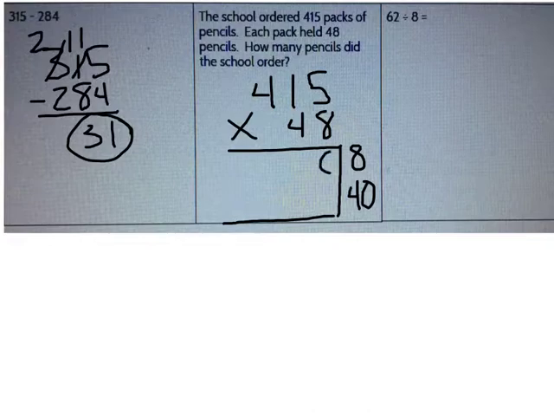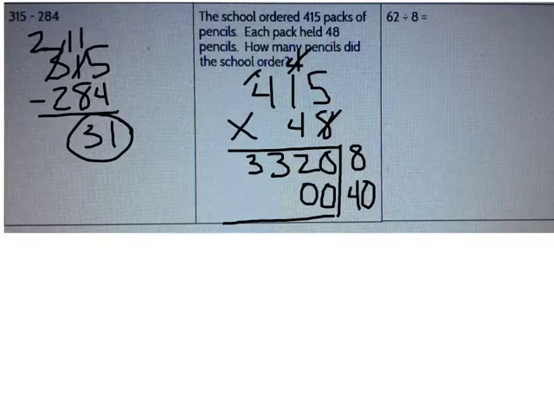8 times 5 is 40. 8 times 1 is 8 plus 4 is 12. 8 times 4 is 32 plus 1 is 33. I'm finished with my 8. I can cross out the numbers I carried and the 8. I'm going to drop a 0 because 4 is in the tens place. 4 times 5 is 20. 4 times 1 is 4, plus 2 more is 6. And 4 times 4 is 16.